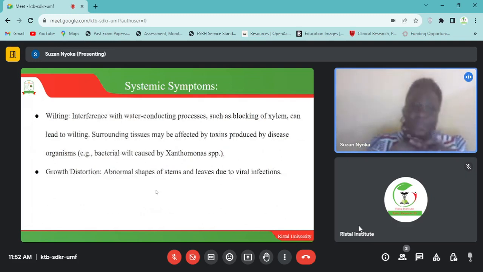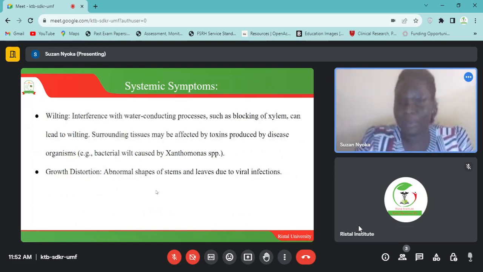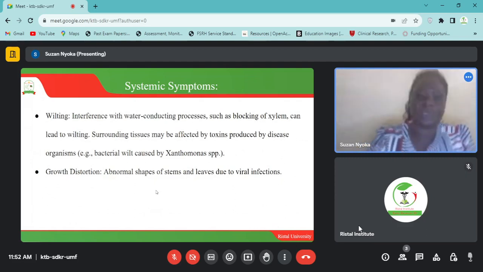Next is wilting. Interference with water conducting processes, such as blocking of xylem, can lead to wilting. Surrounding tissues may be affected by toxins produced by disease organisms, e.g., bacterial wilt caused by Xanthomonas. And then next is growth distortion, abnormal shapes of stems and leaves due to viral infections.